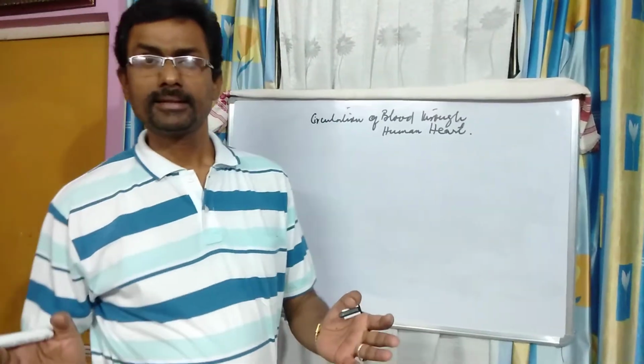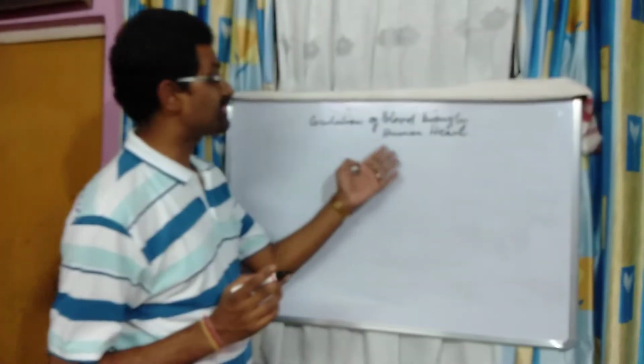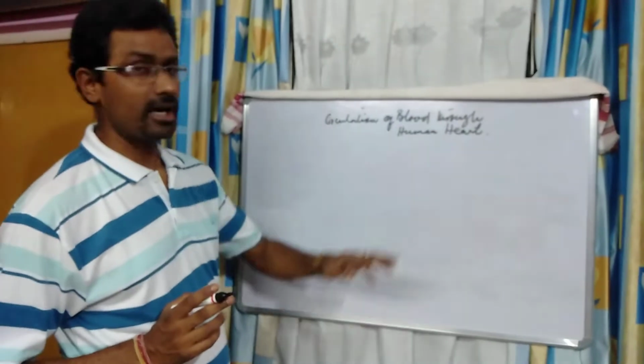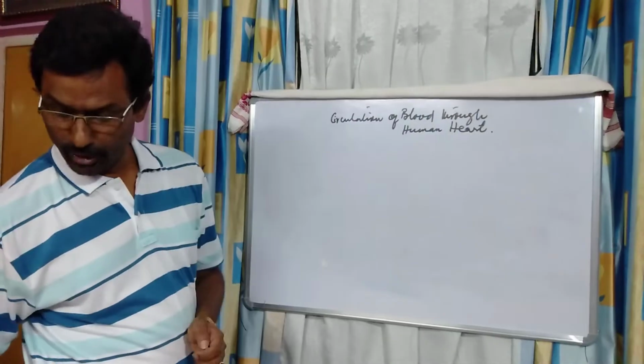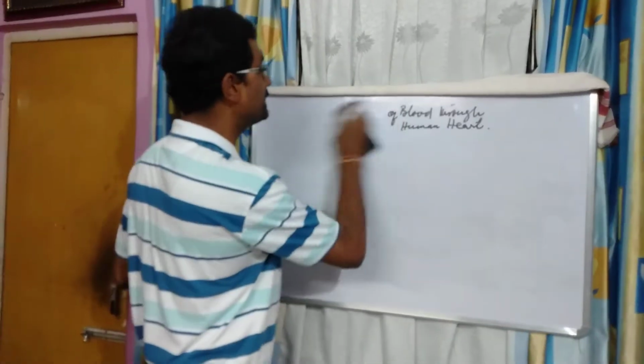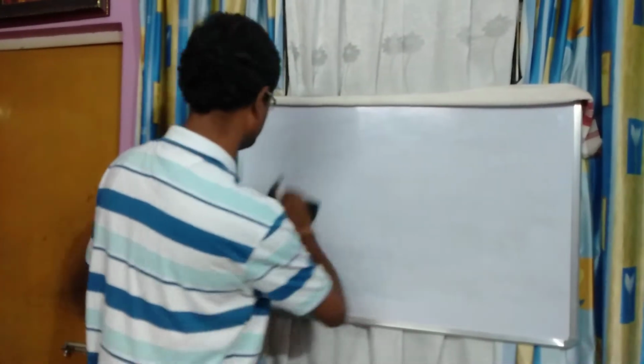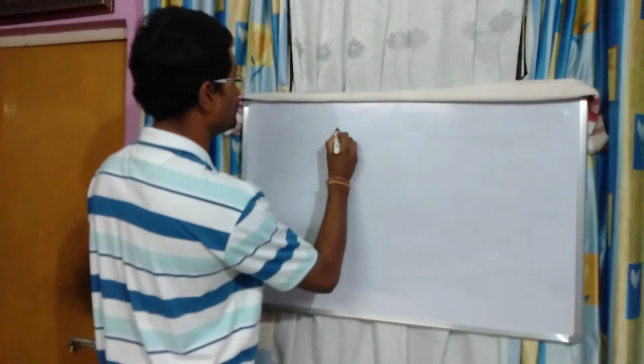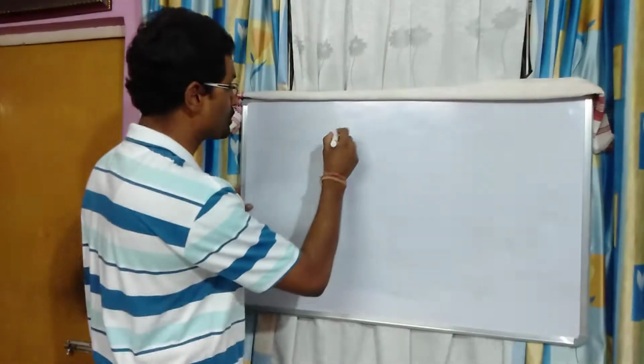Good afternoon, students. Today, let's go for the circulation of blood through the human heart. So, we'll be going for that diagram very quickly. See, this is the heart I'm drawing in one stroke.